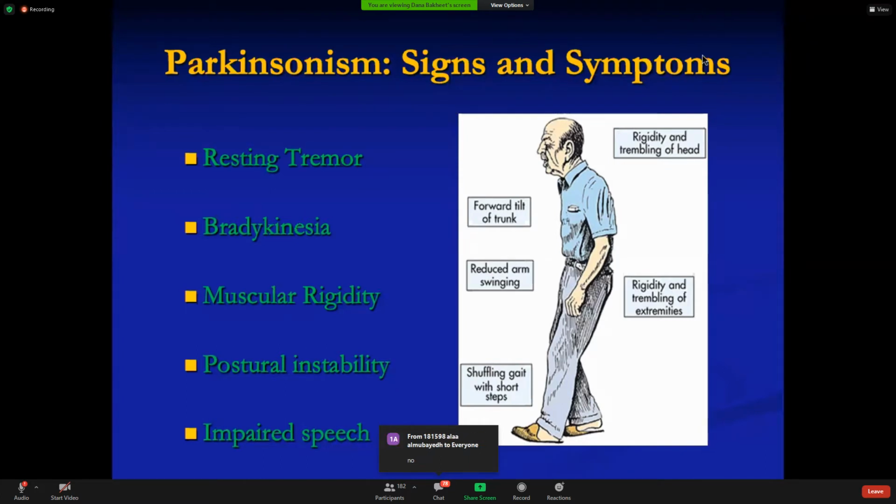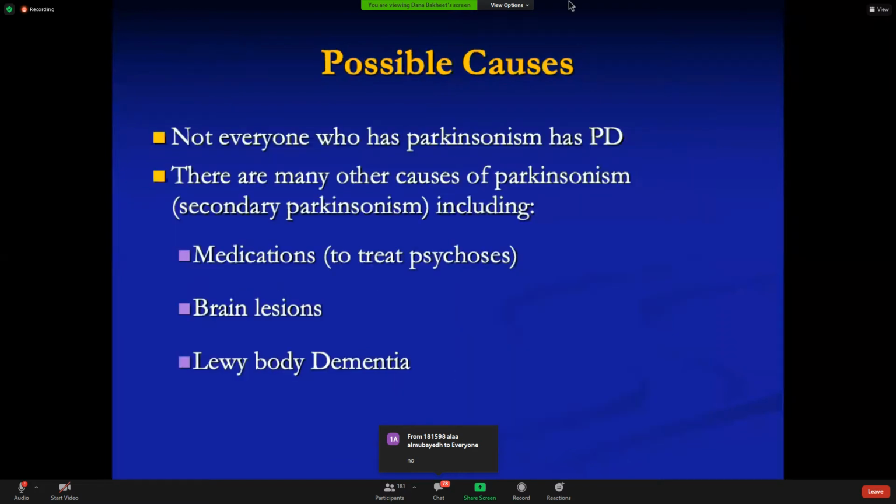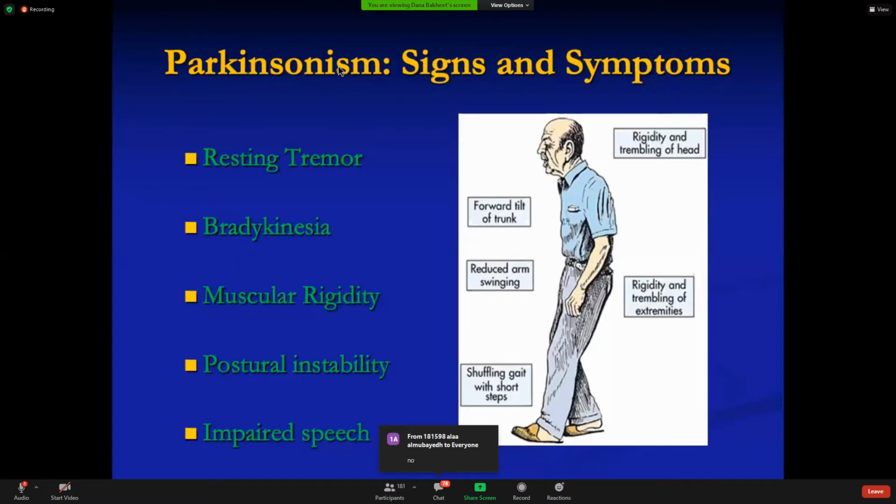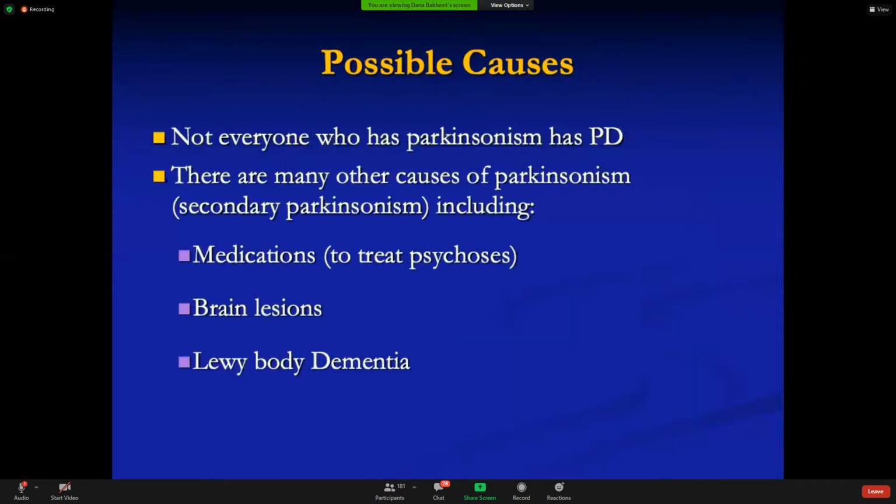Okay, so let me tell you, whatever you're seeing, these are Parkinsonian. You will hear about haloperidol, one of the antipsychotics. It will cause a Parkinsonism side effect. Now, the possible causes: not everyone who has Parkinsonism has Parkinson's disease. There are many other causes of Parkinsonism, which we call secondary Parkinsonism, including medication, mostly the antipsychotics, brain lesions, or Lewy body dementia.